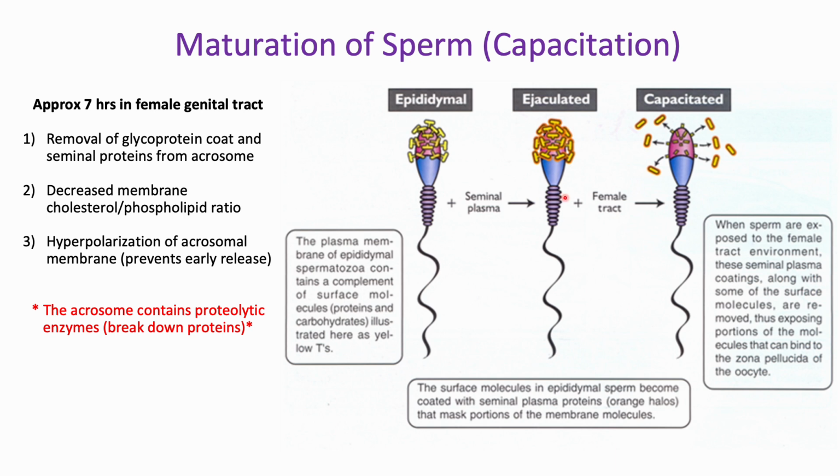The second is there's going to be a decreased membrane cholesterol and phospholipid ratio. And lastly, hyperpolarization of this acrosomal membrane, and that is just to prevent that early release of all of those proteins, to make sure they're not released prematurely. So again, this is the capacitation stage of sperm, allowing them to be motile and active in order to fertilize the egg.